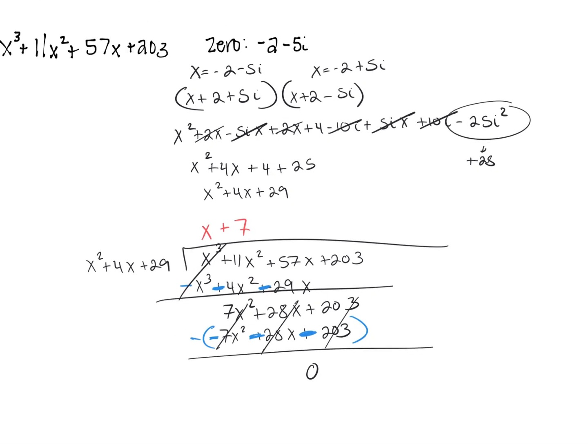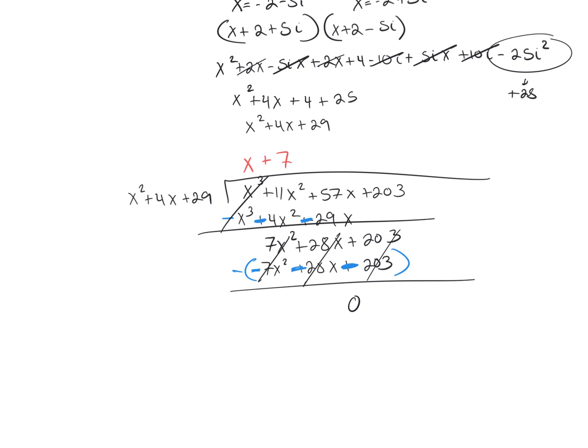Now they want us to find the zeros just like we did in the other one. So we have x plus 7 is going to equal 0. We subtract, so we get x is equal to negative 7. And then we have the original x is equal to negative 2 minus 5i, and the third one, which is x is equal to negative 2 plus 5i. So this would be your solution.